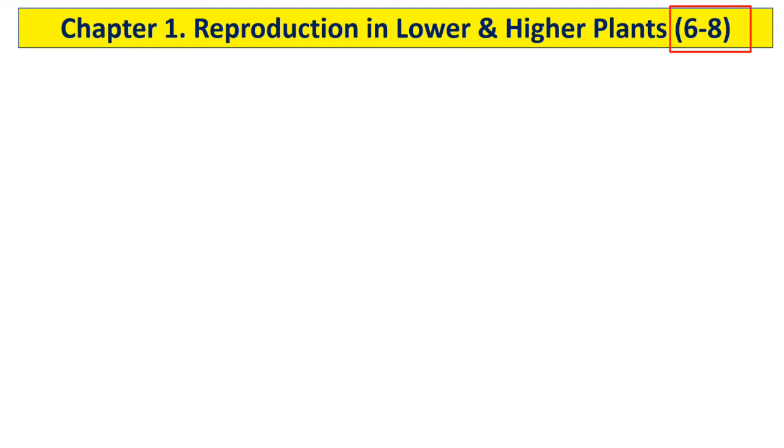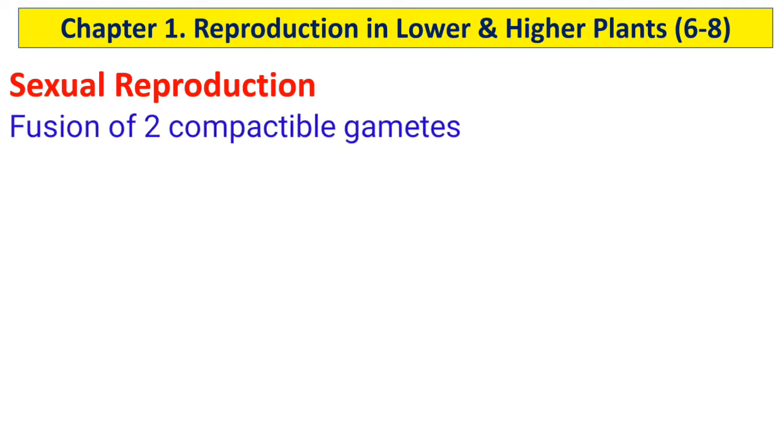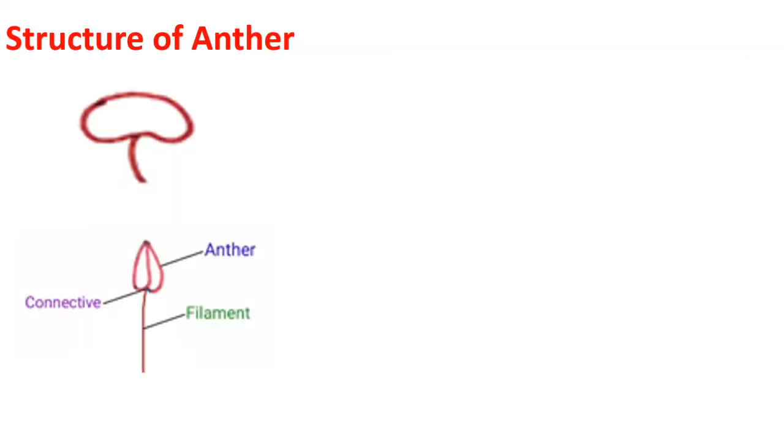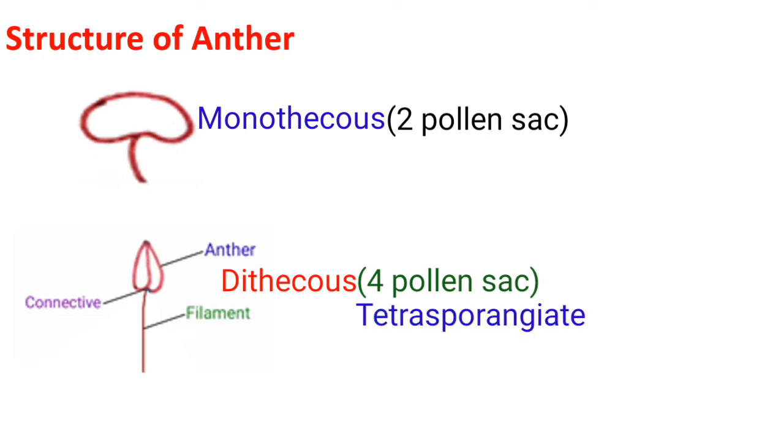The questions can be: write a note on sexual reproduction. It is a fusion of two compatible gametes. Function: to produce haploid gametes to ensure fertilization. Then there can be a question on anther. Anther can be monothecous with one lobe, containing two pollen sacs, or it can be dithecous, consisting of two lobes having four pollen sacs, that is tetrasporangiate.